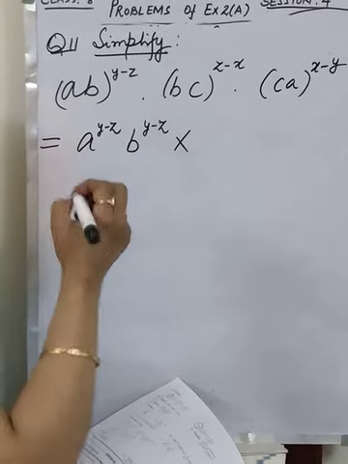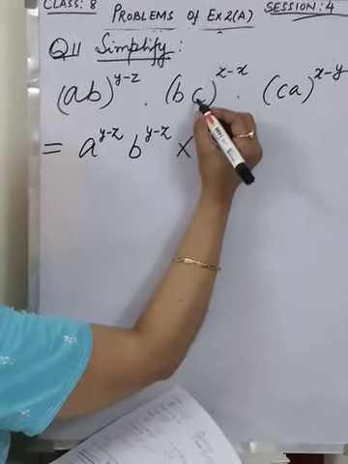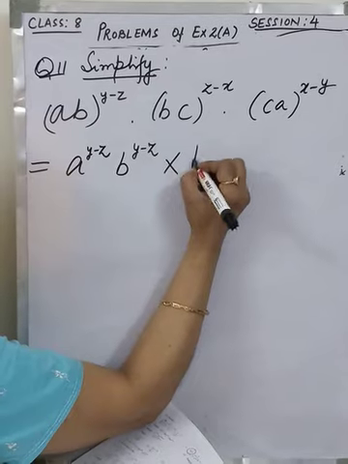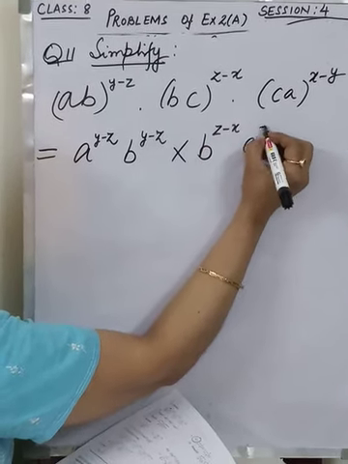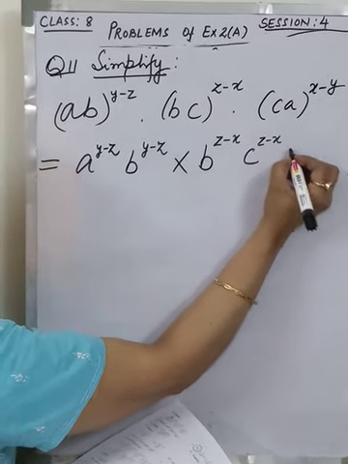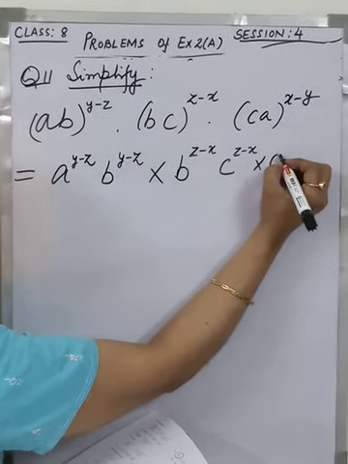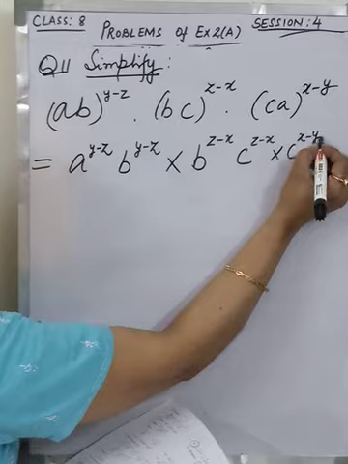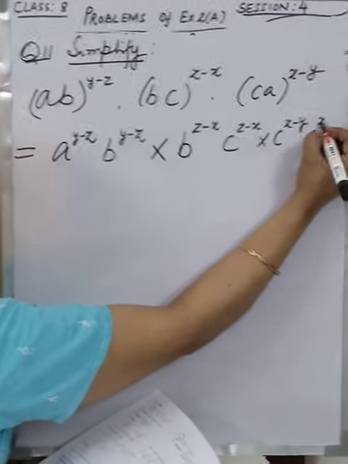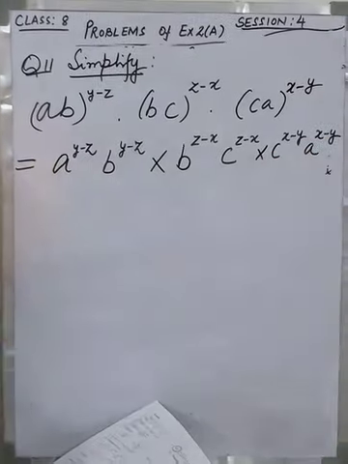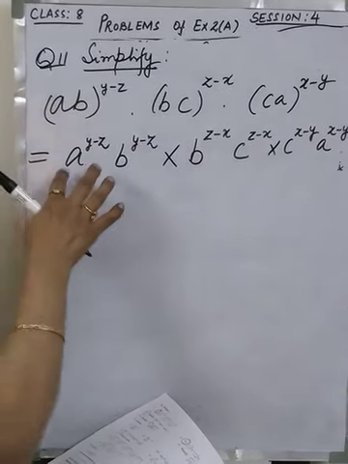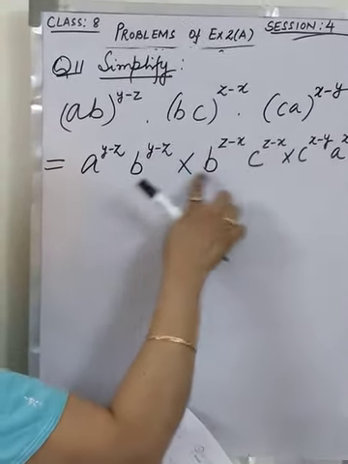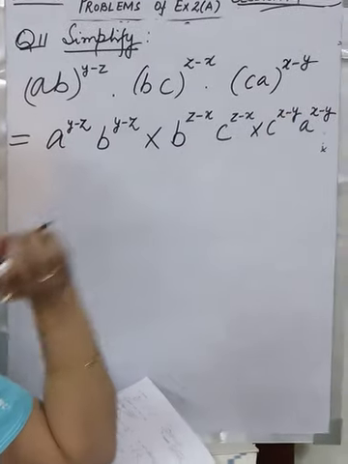I convert this dot sign to the multiplication. Dot means multiplication only here. B to the power z minus x, c to the power z minus x, a to the power y minus z, c to the power x minus y and a to the power x minus y. Now we have a, b and c with different powers.